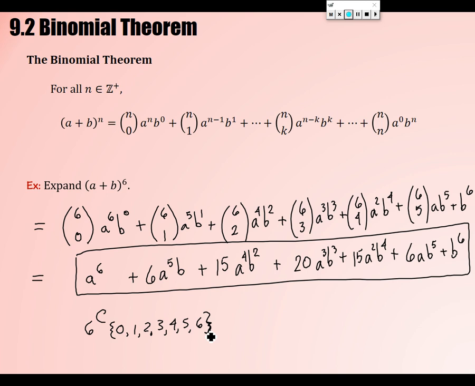Now, it still remains to be seen why these combinations are showing up. So let's actually work this out here. Imagine you're doing a plus b to the 6th, and you wanted to do it longhand. And you hadn't done any of the previous ones, right? That is, I want to do a plus b times a plus b.